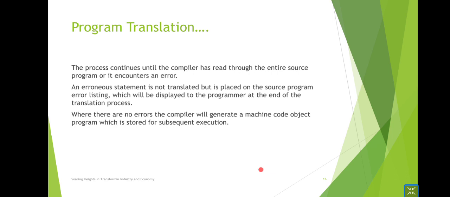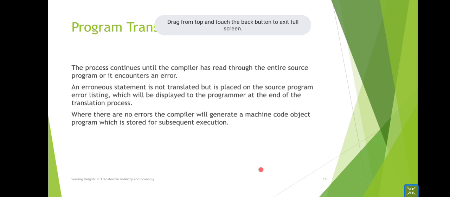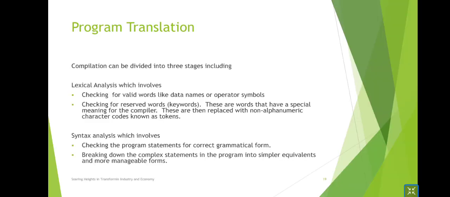The problem with interpretation is that if it encounters an error, then it will discard anything that has been done before. So a compiler is the best, because it will translate the whole program, then after that it will execute the program. This translation is divided into two. It's divided into lexical analysis, and in this it is just checking the validity of the words that you have used, that is data names and operators. We shall later see these data names that we are talking about.